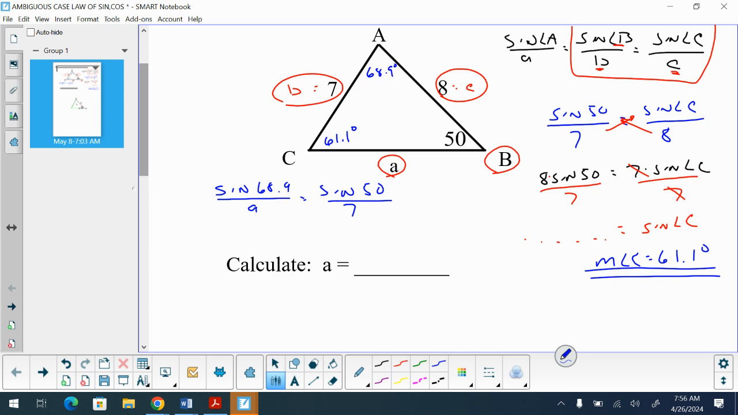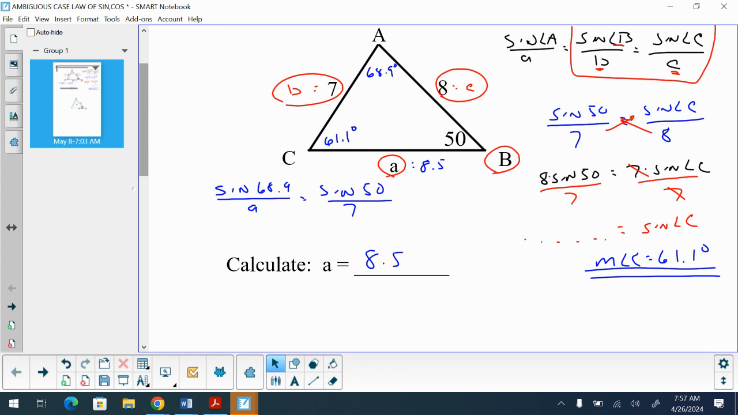What do you get for little a? 8.5. 8.5. Yes, no, maybe so? 8.5. Now, if we take a look, once again, we can check our triangle by making sure the biggest side is across from the biggest angle, and the smallest side across from the smallest angle. Our smallest angle is 50. Small side 7. They're opposite each other. Our biggest angle 68.9, biggest side 8.5. So we have opposites that are good.